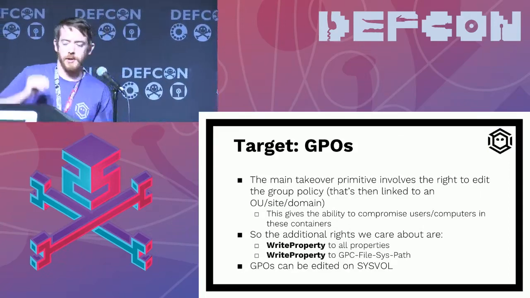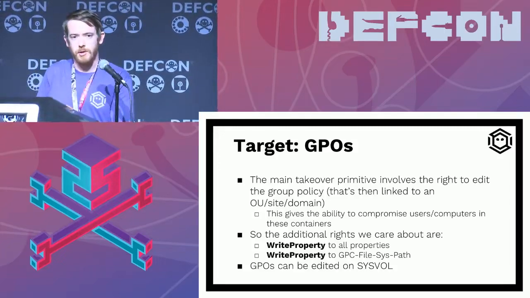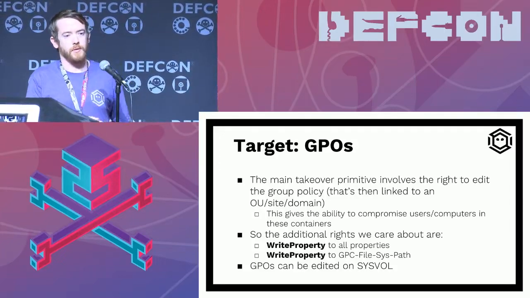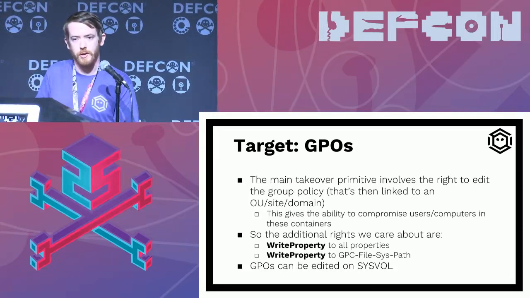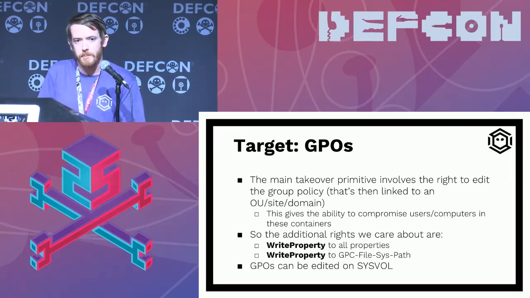So, group policy objects. This is one of the few relationships that we don't have incorporated into the BloodHound schema yet. We're going to have to write a custom pathfinding algorithm to handle all the weird inheritance issues. What's the main takeover primitive? Can you modify the GPO? You can modify the GPO.